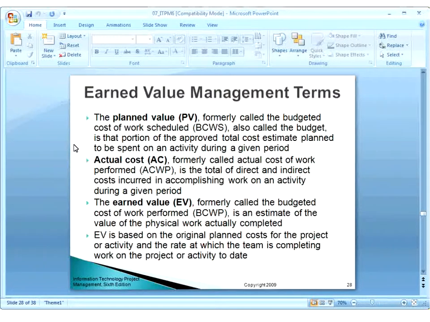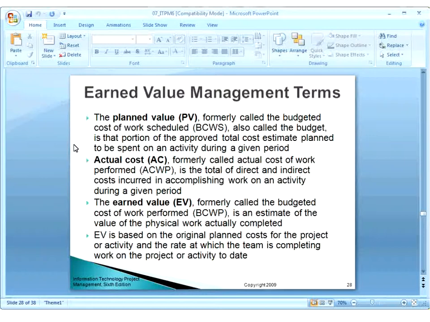Now there are some terms which are used in earned value management: the planned value, actual cost, earned value. The planned value, formally called budgeted cost of work scheduled, BCWS, is also called the budget. The planned value or budget is that portion of the approved total cost estimate planned to be spent on an activity during a given period. So what you plan initially is your budget, and that is the planned value.